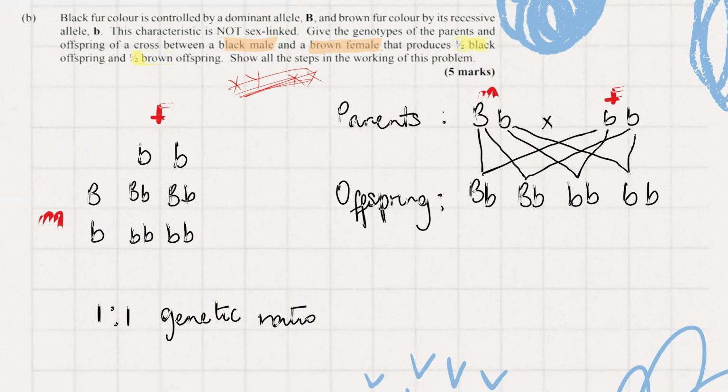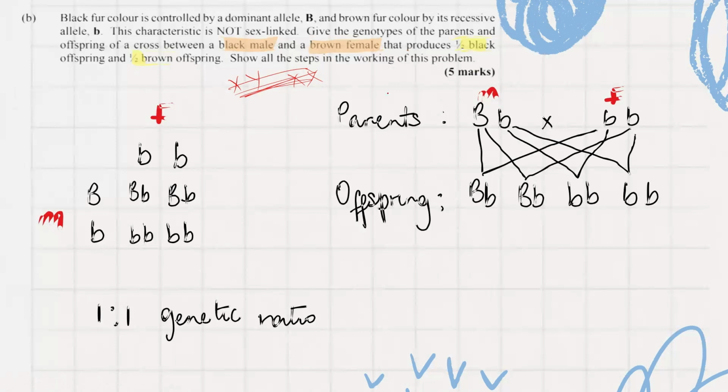The reason why they said to show all the working is because once you fully understand this part of genetics, as soon as you see black male, brown female, half and half, you already know what the answer is. You already know what the genotype is. But we want to see what you were thinking and how you came to this conclusion to give you your marks.